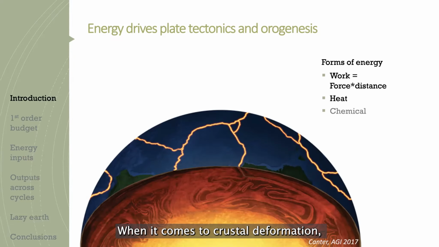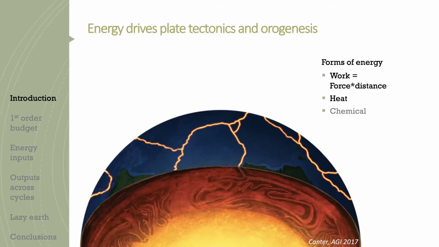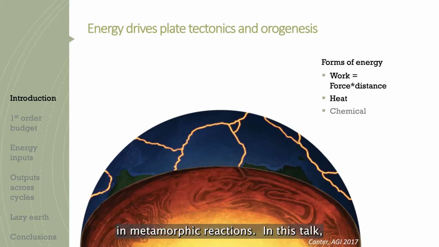When it comes to crustal deformation, we have different forms of energy. One is work. I mentioned this before, and it's the energy it takes to move a mass through a certain distance and under a certain force. Another is heat. A third is chemical energy, which plays a large role in metamorphic reactions. In this talk, I'm going to focus on the role of heat and work within upper crustal deformation, but the budget here can be modified to include the role of chemical reaction, and probably should be.